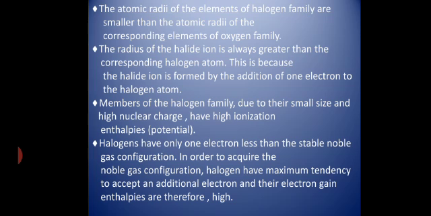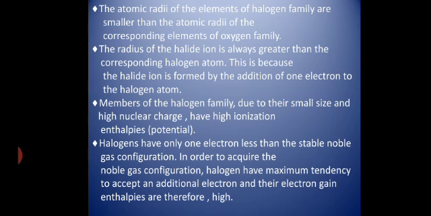Bromine is generally manufactured by the oxidation of Br- ions in natural brine with chlorine, and iodine is prepared commercially from natural brine or seaweeds by the oxidation of iodide ions with chlorine. That is the equation: 2I- + Cl2 gives I2 + 2Cl-.